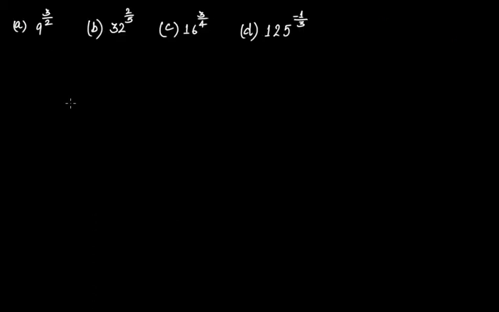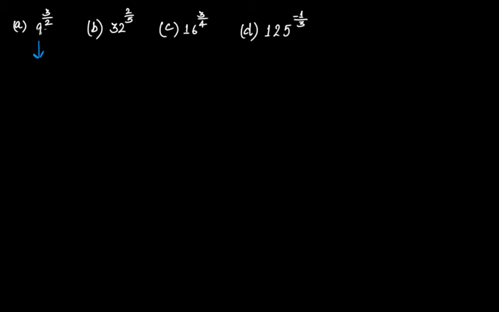Now here it is 9 raised to power of 3 by 2. So 9 raised to the power of 3 by 2, you can solve this by noting that 1 by 2 means what? It's talking about the square root. So if it is talking about the square root, then you can do it like this. I'll show you different ways to solve this.